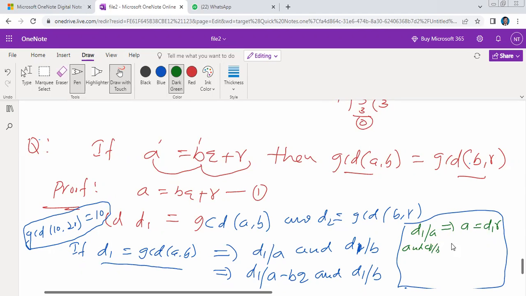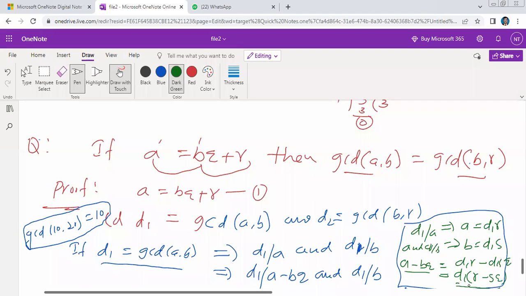Then what can we write? B is equal to D1 into something. Let us say B is equal to D1 into S. Now what is A minus BQ? A minus BQ is D1 R minus D1 S into Q. Is there any common factor? D1. So A minus BQ is equal to D1 into (R minus SQ). Yes, D1 divides A minus BQ.